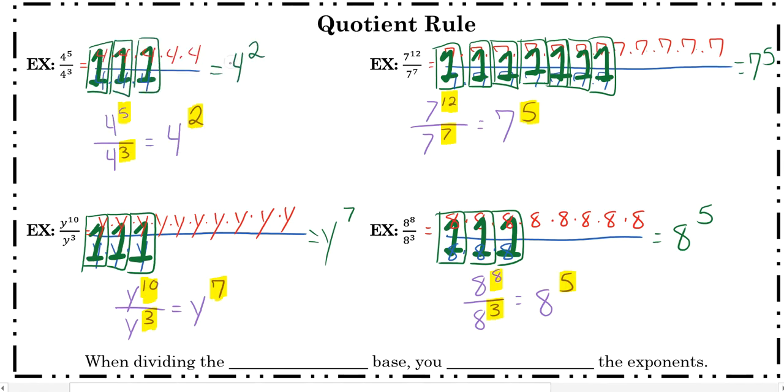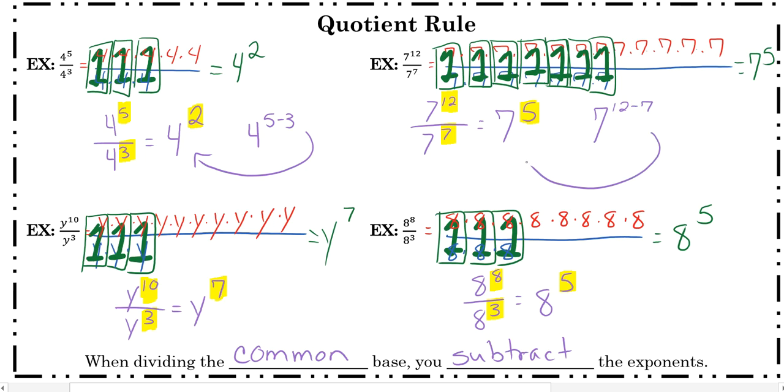Well, in case you haven't already figured it out, when dividing the common bases, you subtract the exponents. So 4 to the 5th divided by 4 to the 3rd would be the same as 4 to the 5 minus 3, which equals 4 to the 2nd power. 7 to the 12th divided by 7 to the 7th power would be 7 to the 12 minus 7, which would give us 7 to the 5th, and so on.